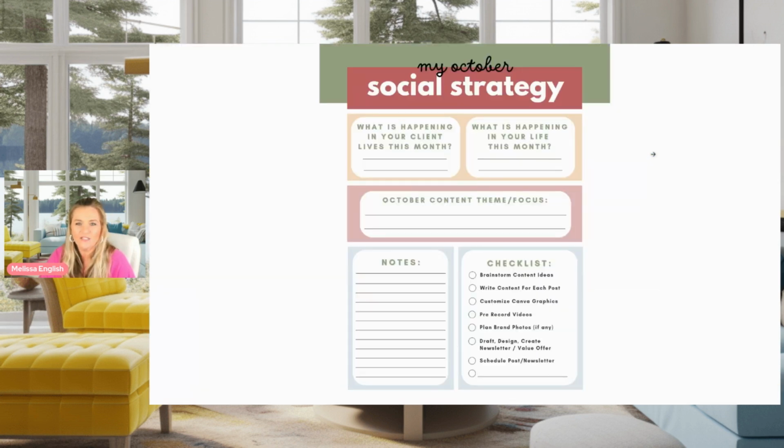All right, so let's talk about the social strategy. What is happening in your clients' lives this month? Depending on your target client, something's happening. What are they doing? If you target vacation home buyers, and it's October right now, they're probably not thinking about vacation homes. However, this might be a really good time for them to buy, because of pricing and it being sort of an off season, especially if it's a beach area. So what's going on with them?